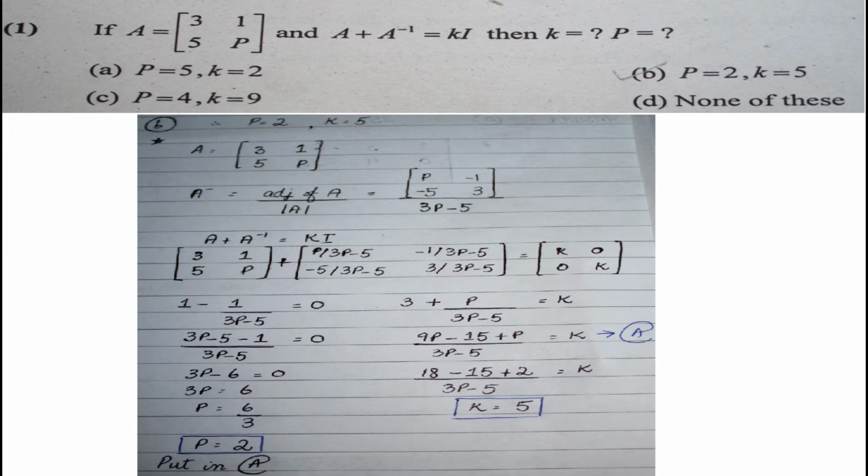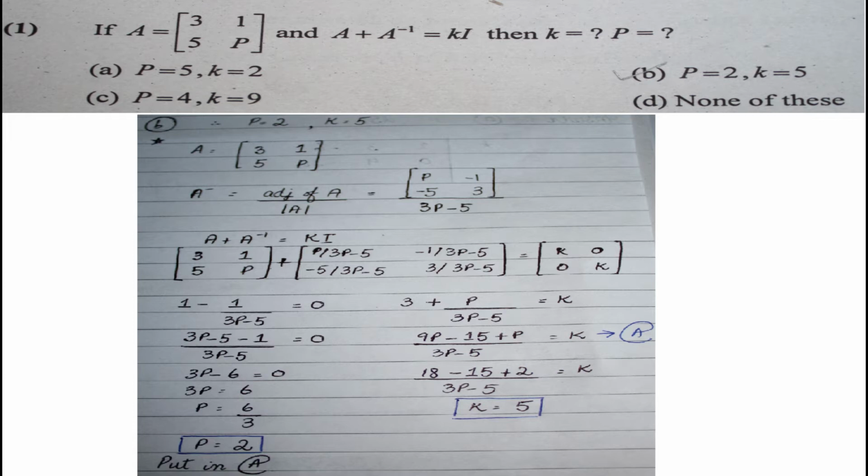For finding the A inverse, as A is already given, we're going to find the A inverse with the help of the formula, that is adjoint of A over determinant of A. How are we going to find the adjoint of A? We're going to change the positions of A and D, and we're going to change the signs of B and C, and determinant is always AD minus BC.